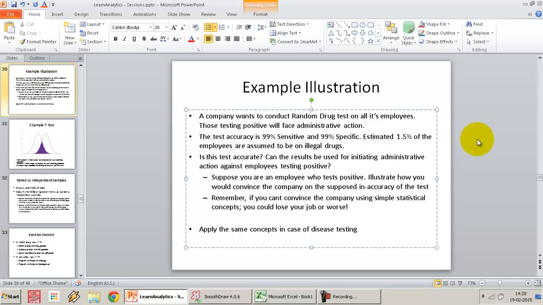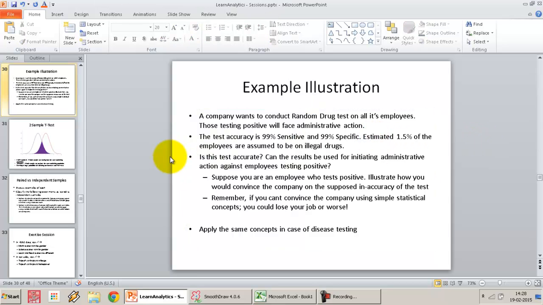Right? The question that comes out is, is this test accurate? Can the result be used for initiating administrative action against employees testing positive? I.e., it doesn't matter whether we are able to catch all of them or not, but whoever we do catch, can we go ahead and take some administrative action against those tested?